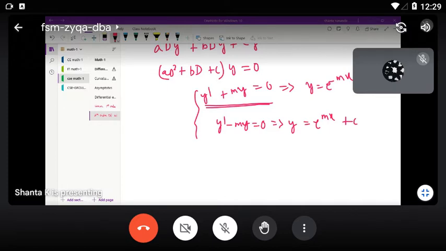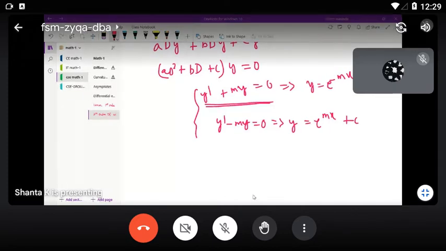You try and do it. I would like to know whether you are getting this. Ma'am, that constant will also have e to the power minus mx as coefficient. This c is a constant of integration.